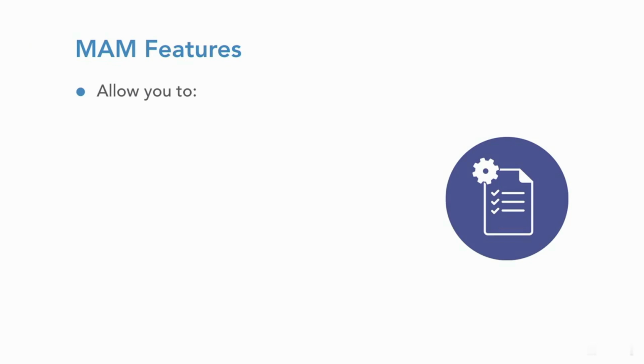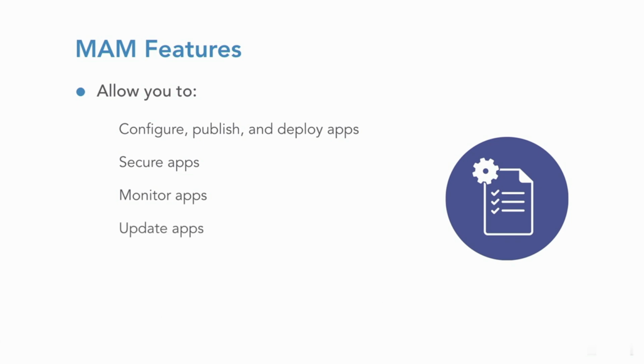Intune's MAM features allow you to configure, publish, and then deploy apps. Secure apps against data loss or leakage. Monitor apps to check for issues, and update apps when changes are required.